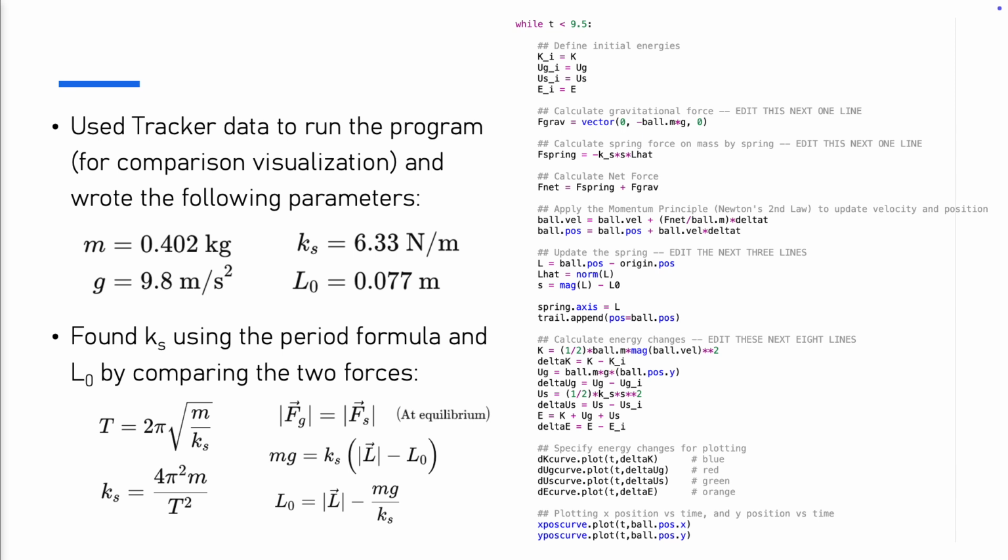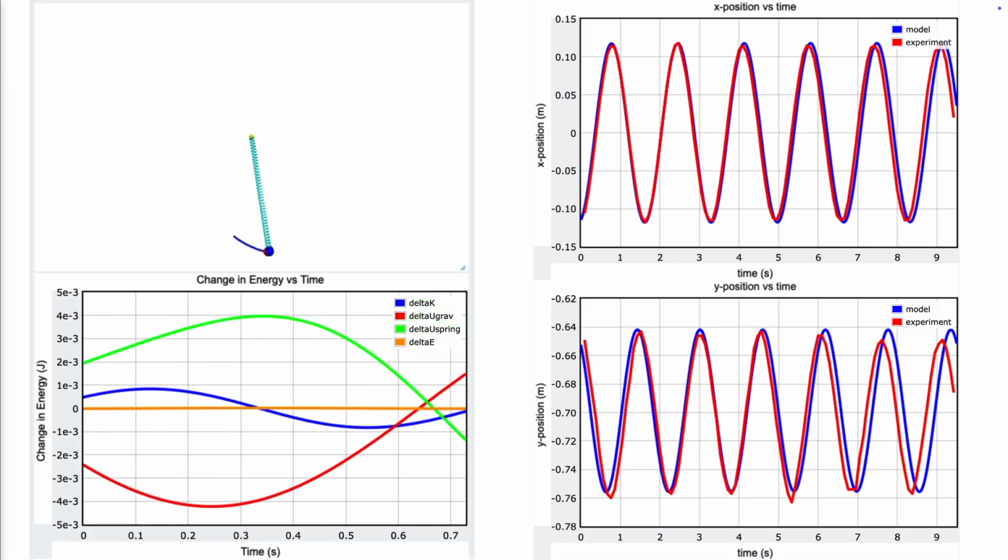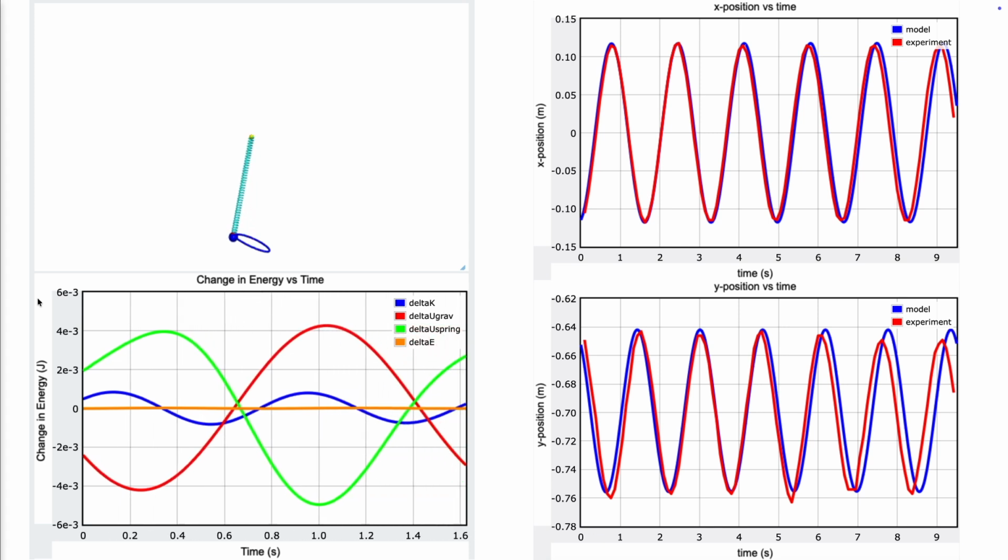Then, by taking the equilibrium balance of the gravitational and spring forces, I solved for the relaxed length of the spring and found L0 to be equal to 0.077 meters. The gravitational acceleration g was taken as 9.8 meters per second squared. By doing all of this in my program, I received this as my output.